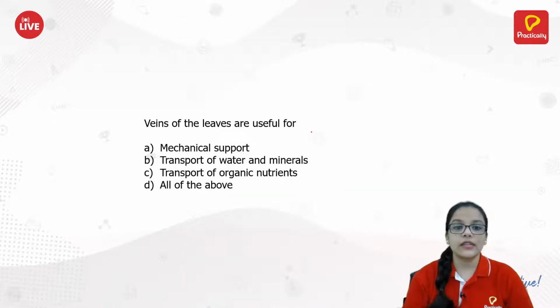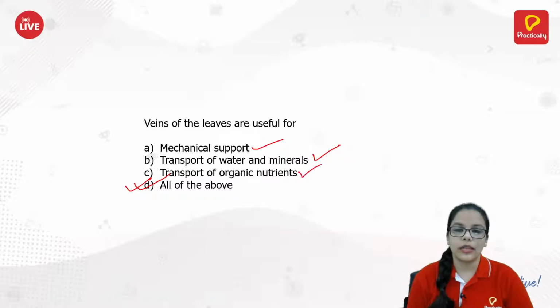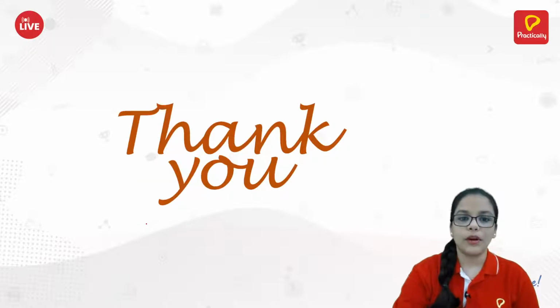Veins of the leaves are useful for mechanical support, transportation of water and minerals, transport of organic nutrients, or all of the above. The answer is all of the above, because it provides mechanical support, it provides transport of water, and it provides organic nutrients. So the answer is D, all of the above.